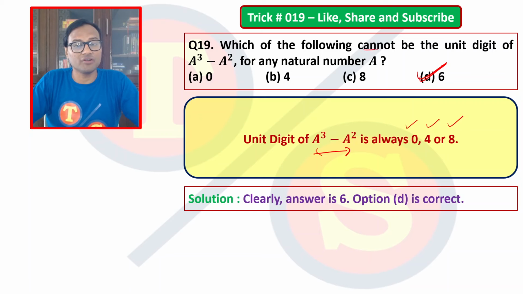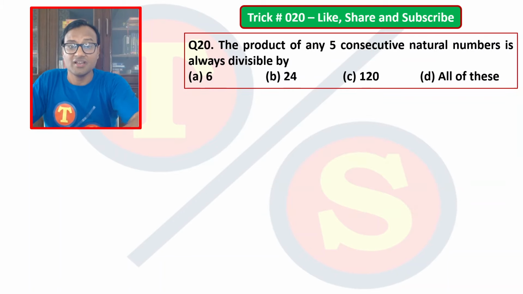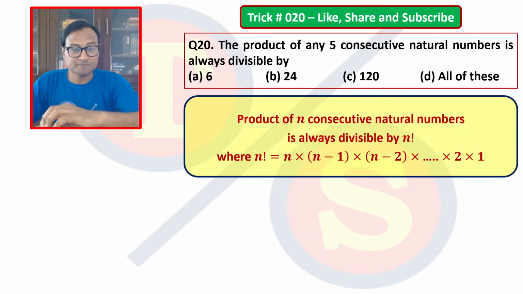So which of the following cannot be the unit digit of this expression? So 6 cannot be the unit digit of this expression. 0, 4 and 8 are definitely possible. Okay, very popular question. It has been asked in the exam many times. Then if we see question number 20.